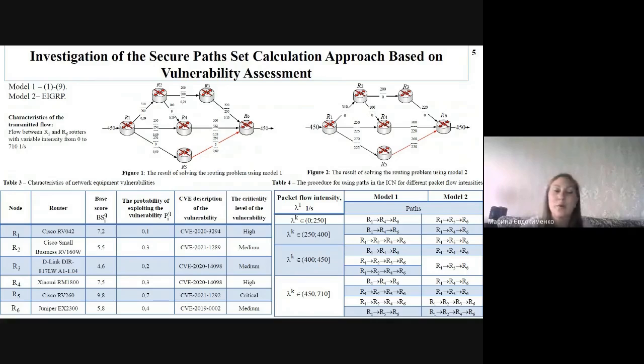Unlike model 1, when using model 2, the best path in terms of bandwidth and number of hops was loaded first, and in this case, the least vulnerable path was loaded first. As a result, the most vulnerable path, whose links had the best bandwidth, transmitted the packet flow of high intensity, which amounted to 230 compared to other paths.